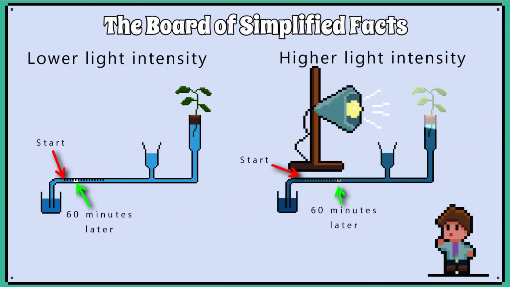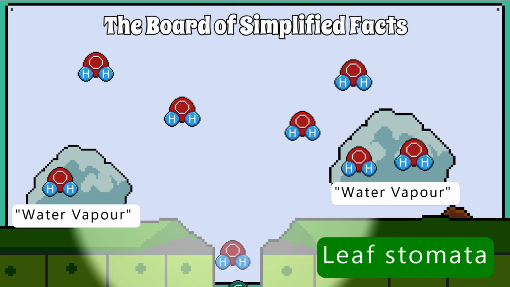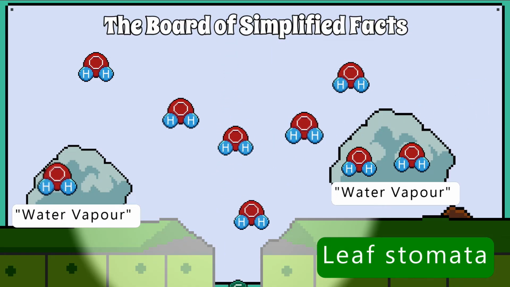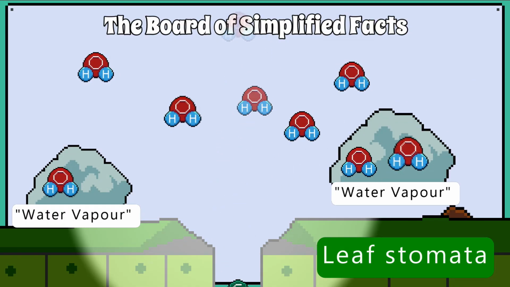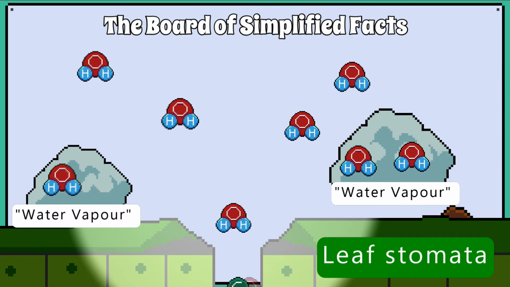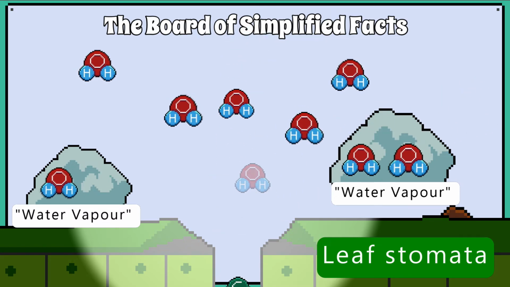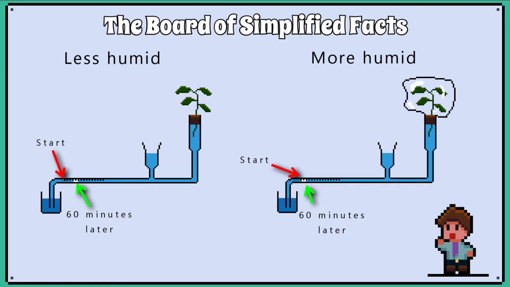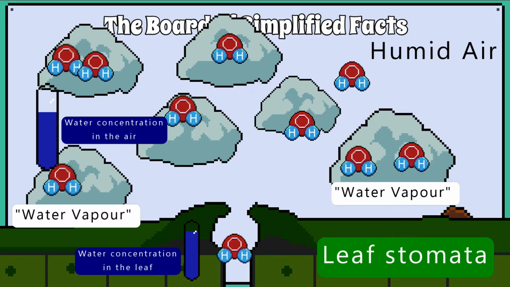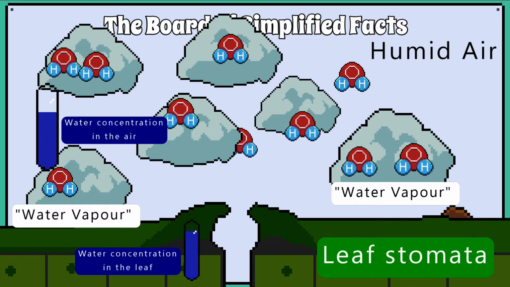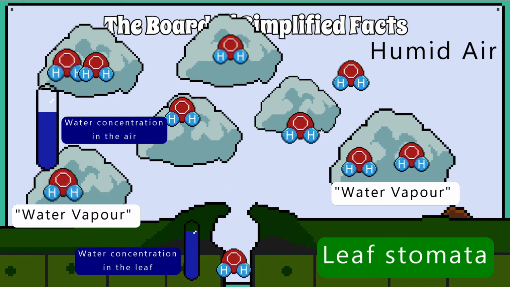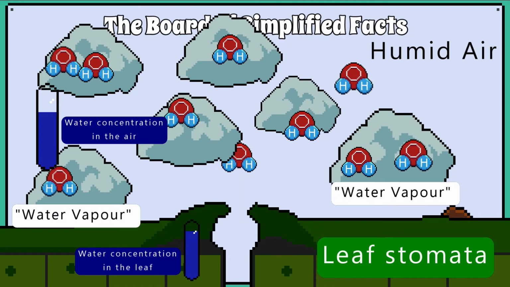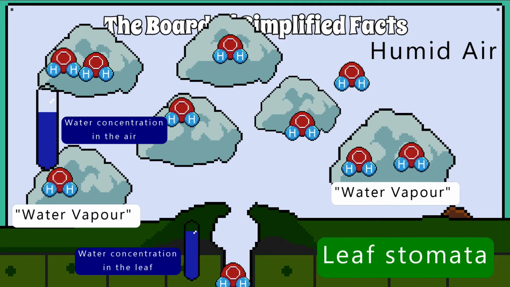thus increasing the rate of transpiration. Increased light intensity increases the rate of transpiration because it causes the leaf to open the stomata wider to try and maximize photosynthesis by increasing the uptake of carbon dioxide. This, however, also increases the rate of water loss that leaves the stomata. Higher humidity reduces the rate of transpiration because the concentration gradient of water inside and outside the stomata is less steep in humid conditions. This means the rate of diffusion of water out of the leaf is lower, so the rate of transpiration is lower too.